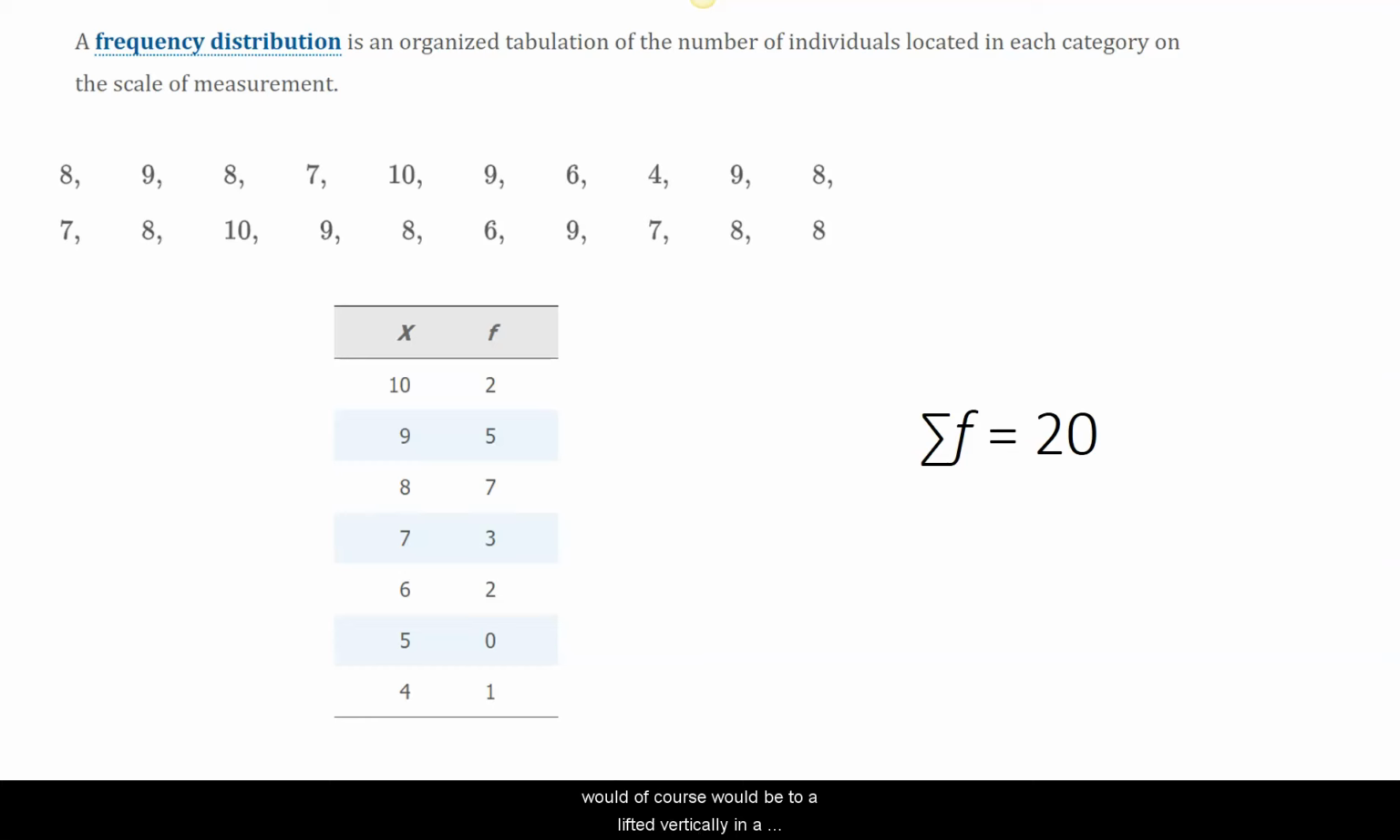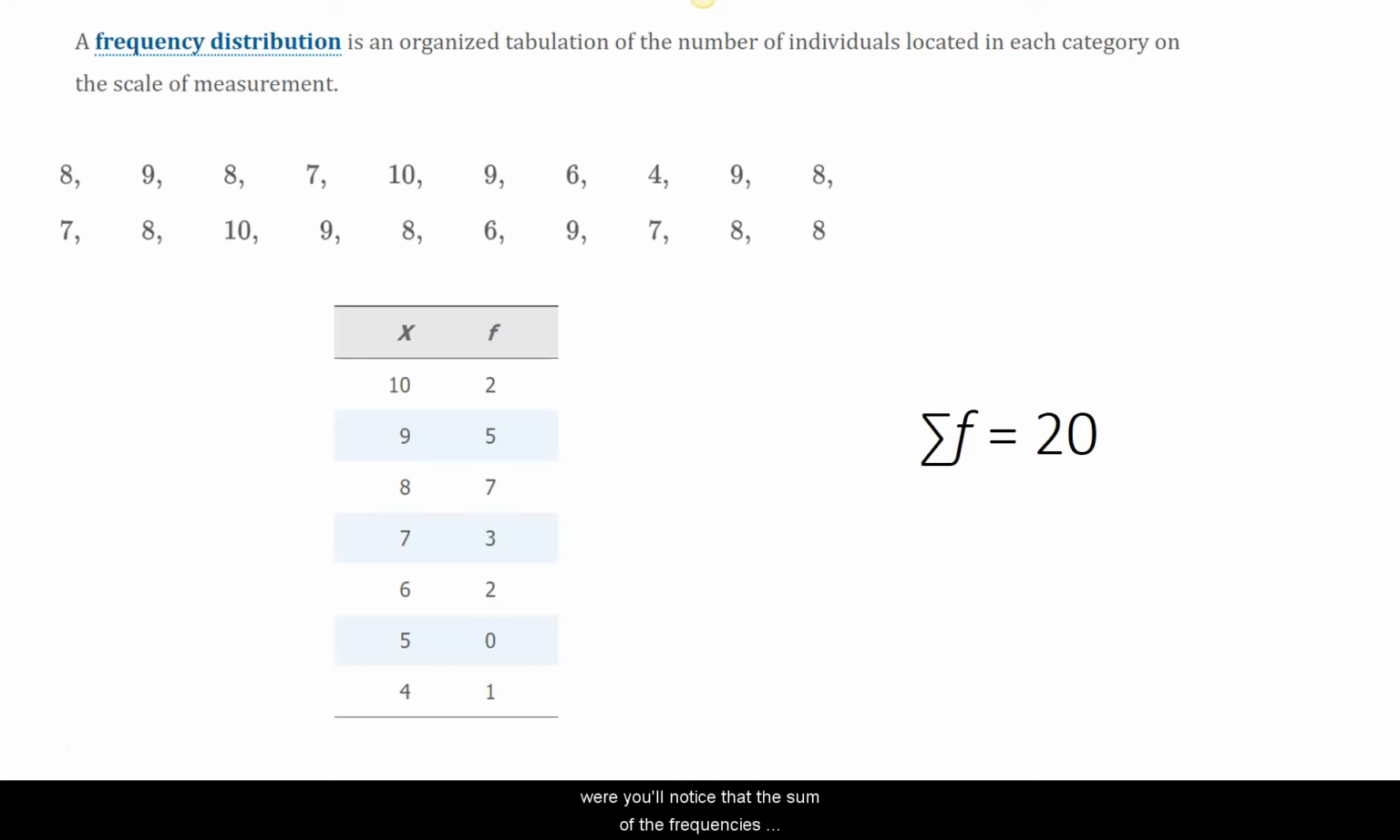The better way to do that, of course, would be to list it vertically in a frequency distribution. And you can see all it means is I have 2 10s, 5 9s, 7 8s, 3 7s, 2 6s. There were no 5s, and I had a 4. Even though there were no 5s, APA style would have us list a 0 for that number as a placeholder. Another sensibility that APA has is to make sure the numbers are listed in descending fashion, 10 through 4, or however many numbers there were.